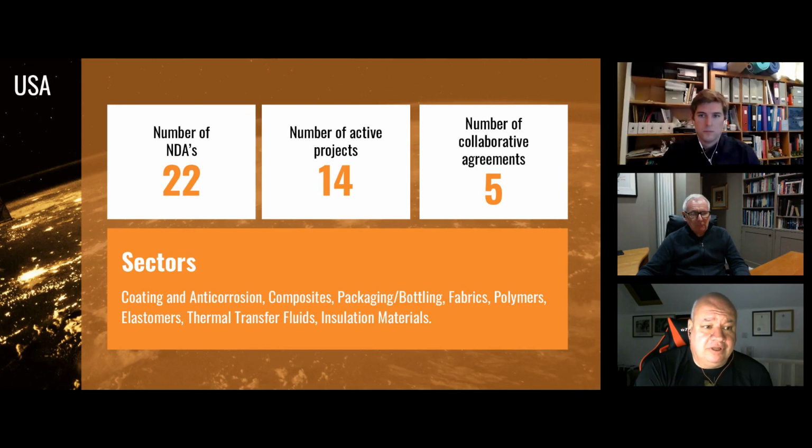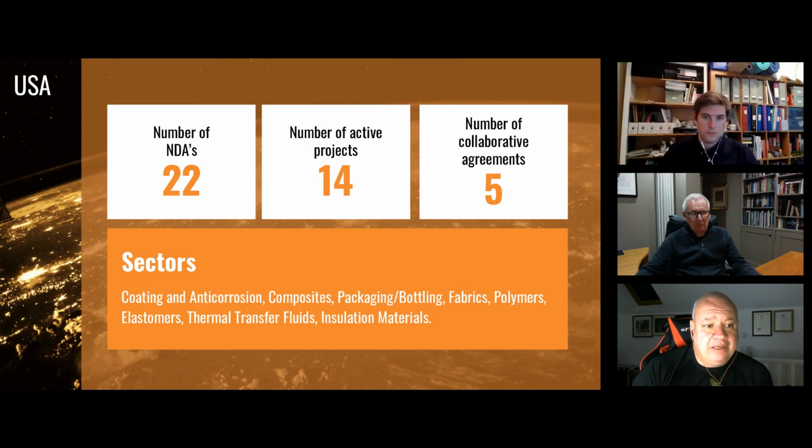So in terms of the US, which is the next slide in our presentation, I did highlight at the beginning of the presentation that we tell you exactly all the things that we're on about. We currently have 22 NDAs in place, 14 active projects, 5 collaboration agreements. Each one of those collaboration agreements is quite a handful, to be honest, and they range everything from coating and anti-corrosion, the world leaders in that in the US, through to packaging and bottling, very similar to the UK opportunities, as well as things like the elastomers and the thermal transfer fluids. So quite a lot going on for Brian out in the US.